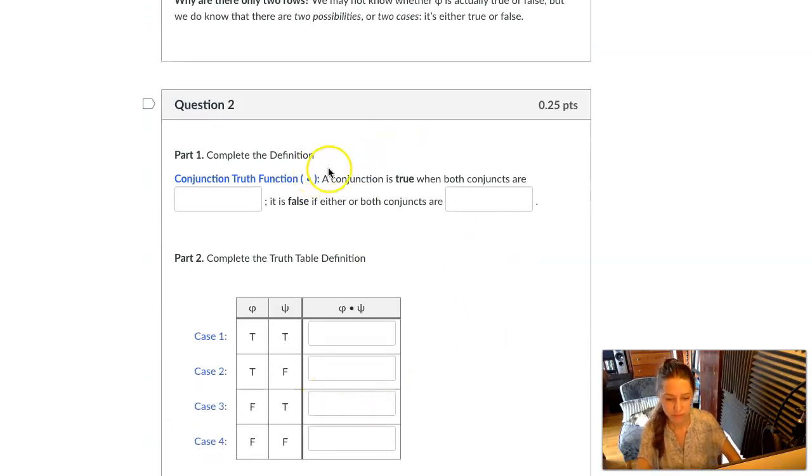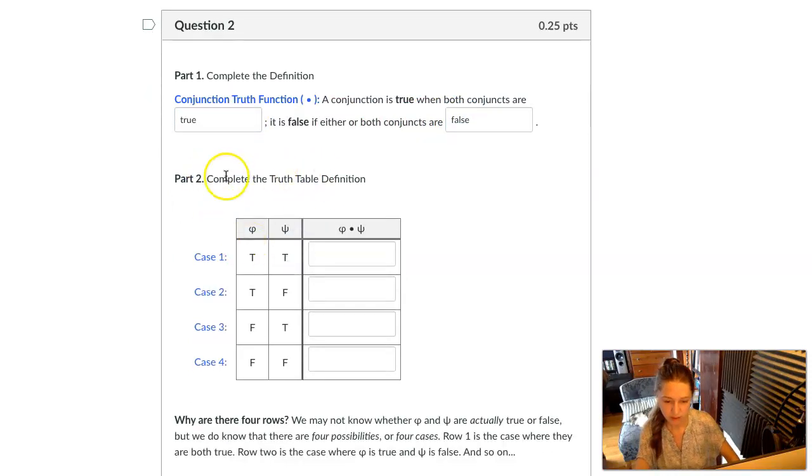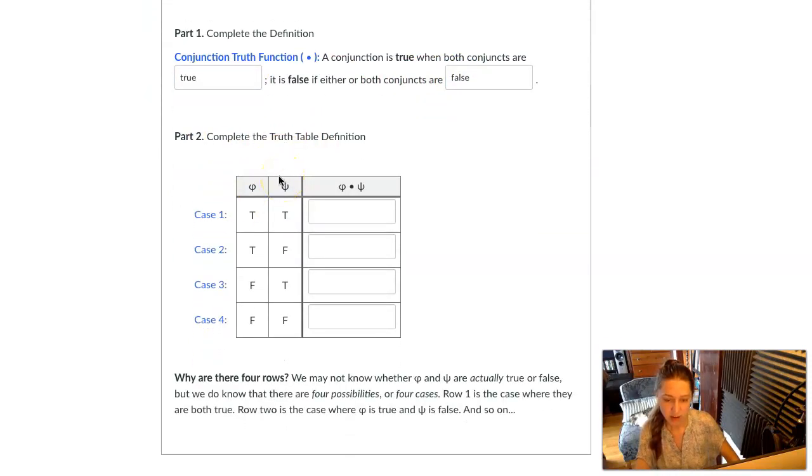Conjunction truth function. So a conjunction is true when both conjuncts, both parts, it's good to get comfortable with the jargon, are true. And it's false if either or both are false. Now let's complete the truth table definition. And I recommend, if you know that there's only one case where a thing is T or F, look for that case. So we've got 4 cases, 4 possibilities. They're either both true, one's true and the other's false, vice versa, or they're both false. We know that a conjunction is only true when they're both true. So I can put a T here, and then all the other cases I just fill in as F.